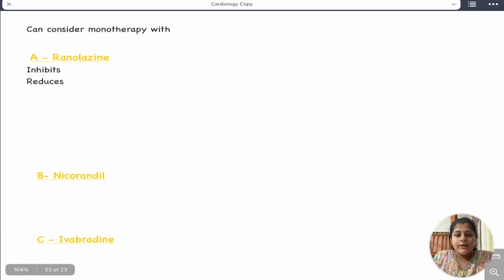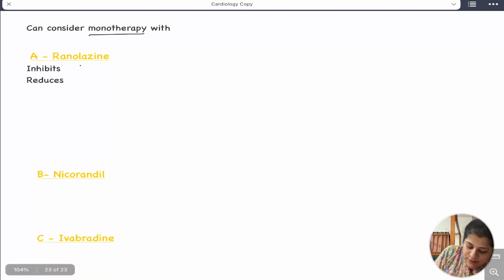First, this is monotherapy. Let's start with Ranolazine. This inhibits sodium current, thereby inhibiting calcium current.